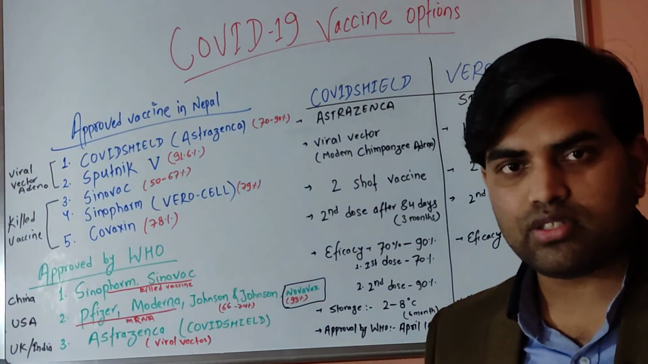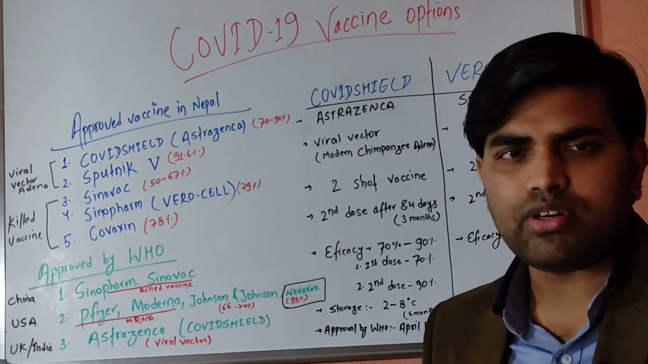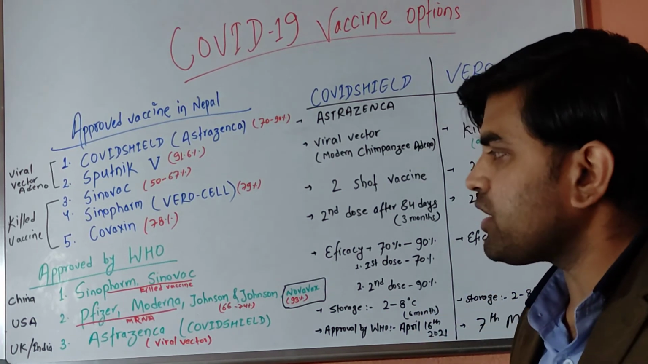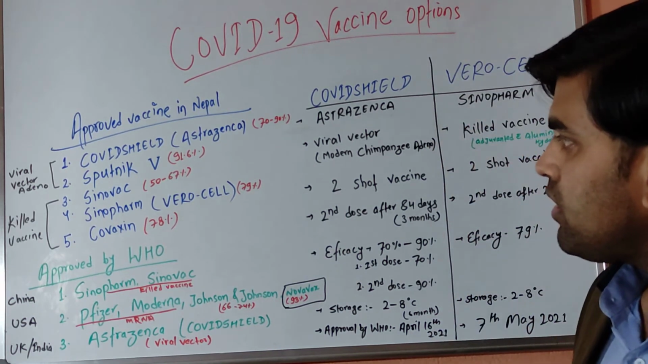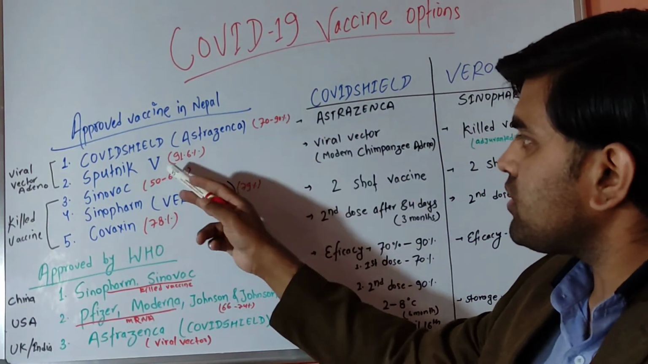India is vaccinating everyone and a lot of countries, the UK has vaccinated everyone, Nepal has vaccinated many of the frontliners with Covishield. So that's one of the issues. Now, this is 70 to 90%, this is 91% I've talked about.